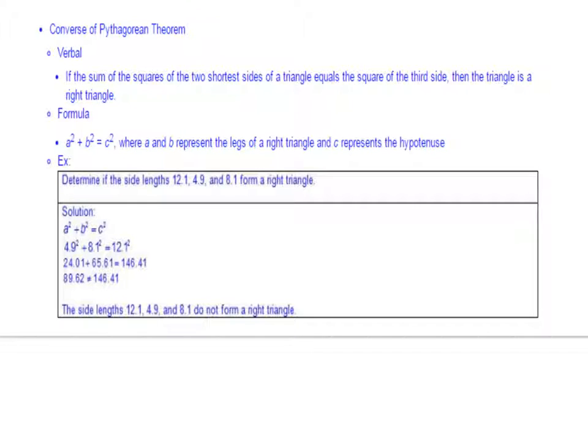So, a good example: they told us to take a look and see if 12.1, 4.9, and 8.1 make a right triangle. Now we need to make sure we know that we're just going to take the two shortest legs.